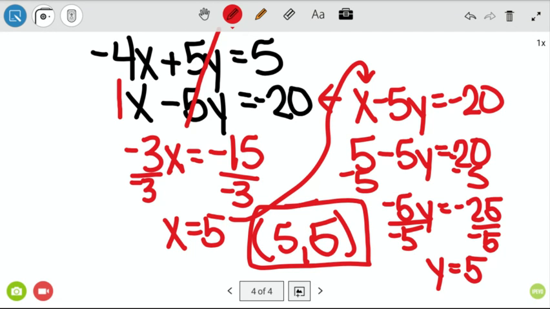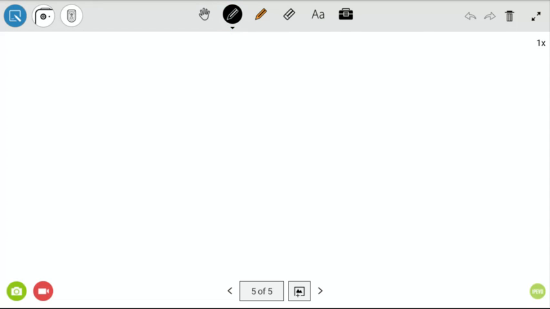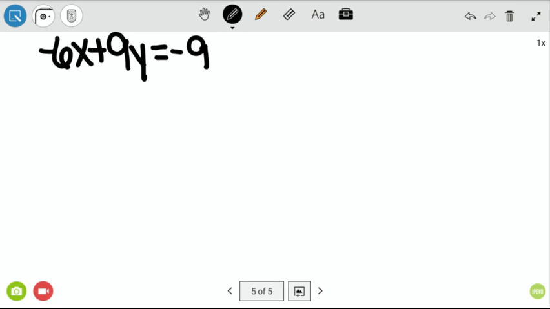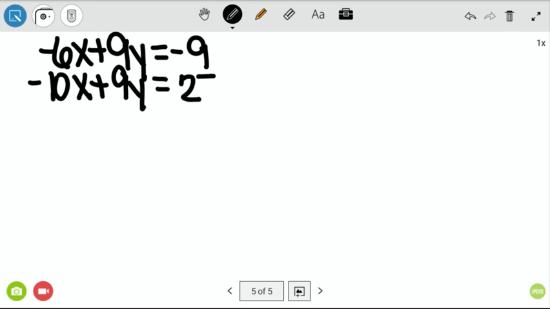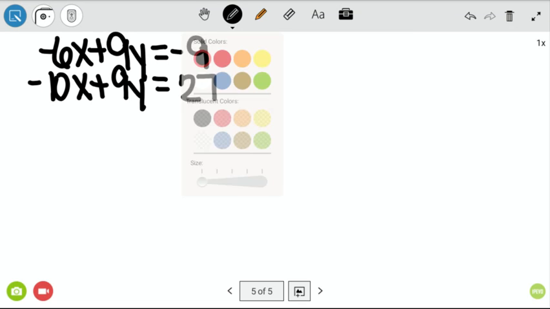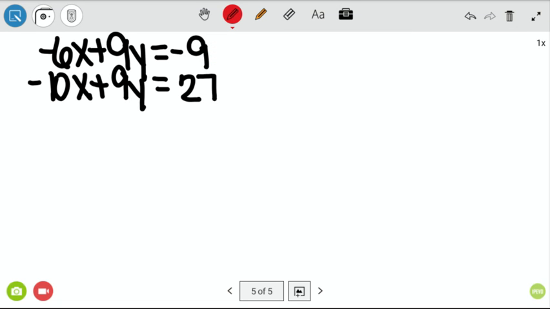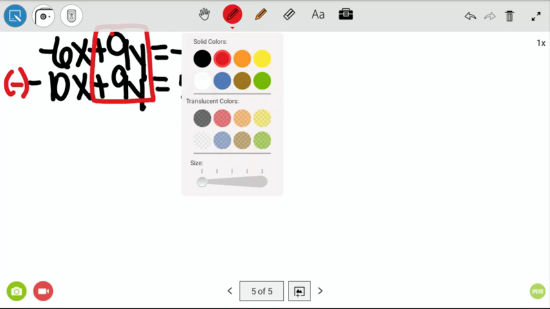All right, and our final example for today, we have negative 6x plus 9y equals negative 9. Then we have negative 10x plus 9y equals 27. Okay, 10 and 6 on the x's definitely are not opposites. But here, right now, if we add those, that's 18. We need to subtract in order to get these to eliminate.